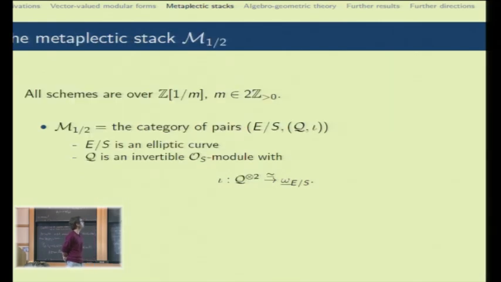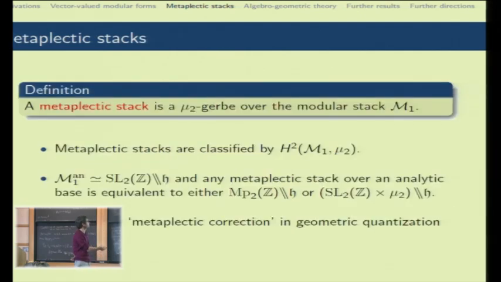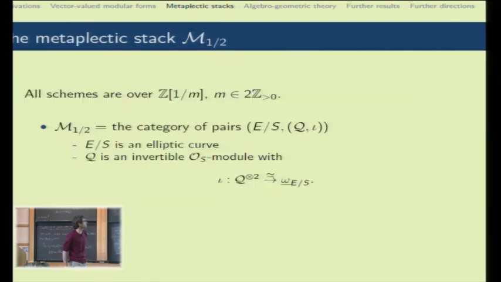Okay, so what is this? Remember, we have to start by constructing these metaplectic stacks, right? So let's do it. It's going to be some kind of moduli space of an elliptic curve with some other structure on it. And let's take my base. I'm going to always invert M. M is even, so I'm always inverting 2 as well. Well, the topology, if you want, you can take the étale topology underlying all these constructions.